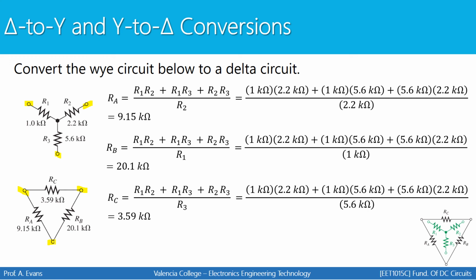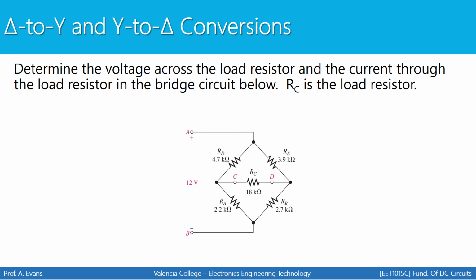Next, we're going to look at an example of when you would use a conversion like this in order to solve a problem. So let's say that you have the bridge circuit shown below. What we want to do is determine the voltage across the load resistor and the current through the load resistor. And RC is the load. That's the load. So we have to find the current through this resistor and the voltage across this resistor in the bridge circuit below.